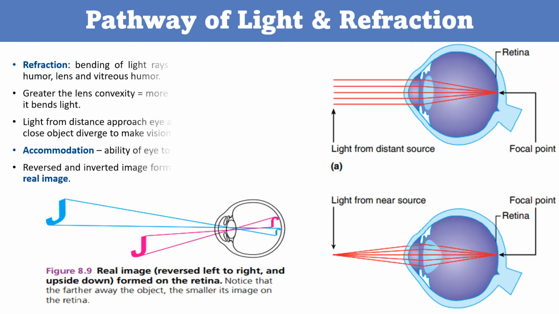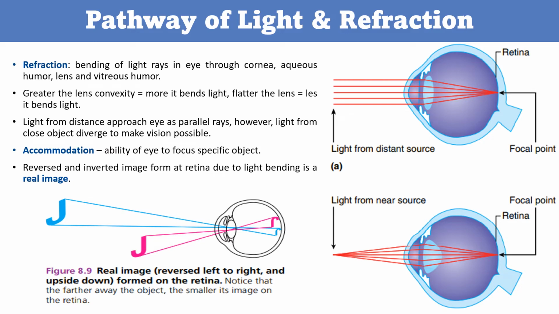Pathway of light and refraction. Refraction is the bending of light rays in the eye through the cornea, aqueous humor, lens, and vitreous humor. The greater the lens convexity, the more light it bends. The flatter the lens, the less it bends the light. Light from a distance approaches the eye as parallel rays, however, light from a close object diverges, and the eye must bend it to make vision possible.